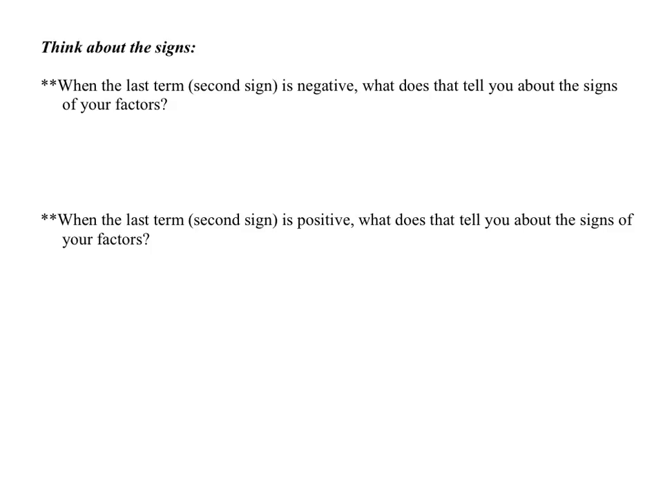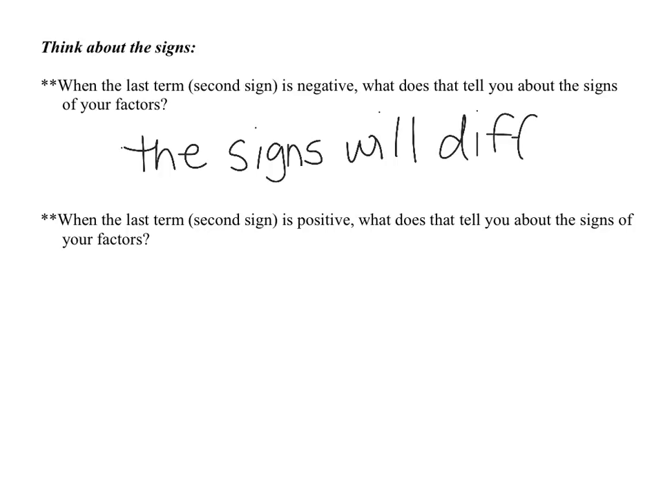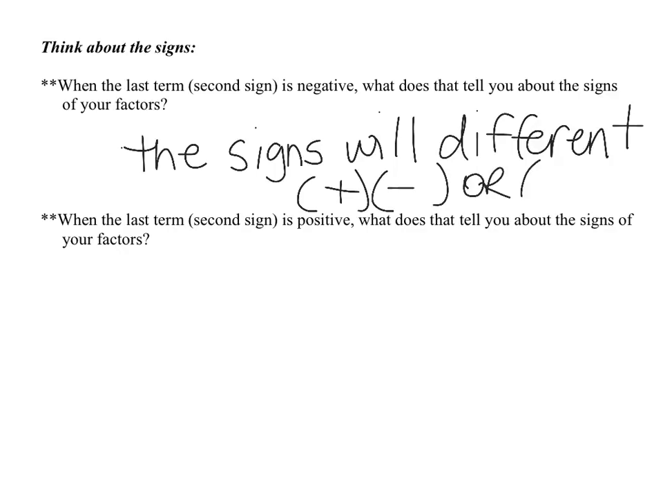And if you look at all of your factors, all of your signs were different. You had a positive and a negative. So that's really important to recognize. What that means is that the signs will be different, and that's a hard and fast rule. The only way you can get a negative last term is if you're multiplying a negative times a positive. So your factors are going to be plus minus, or they're going to be minus plus.